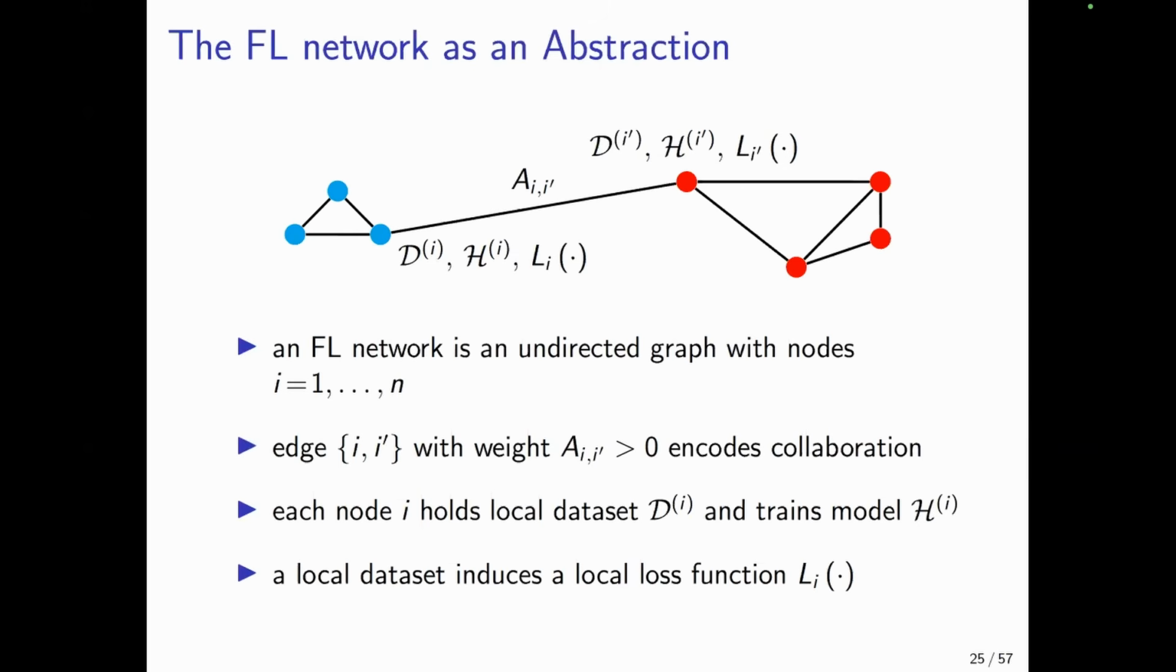This typically requires connectivity, so there should be a wireless link or an optical fiber cable between them. The amount of collaboration we quantify by an edge weight. We assign to each edge an edge weight, a positive number.